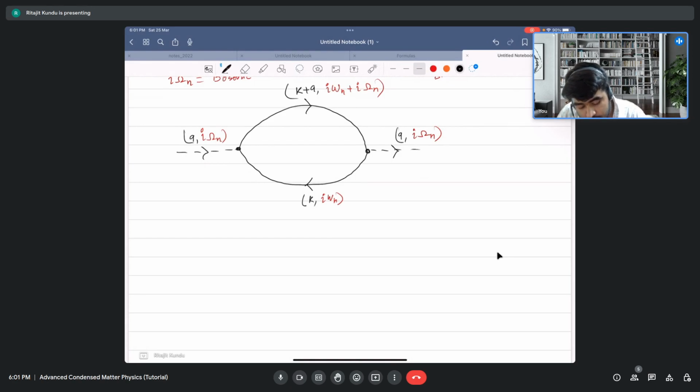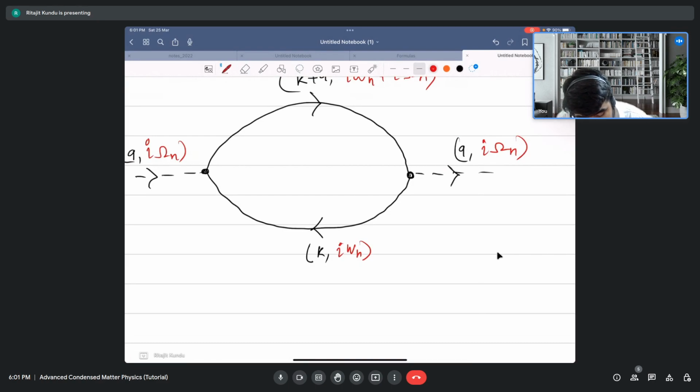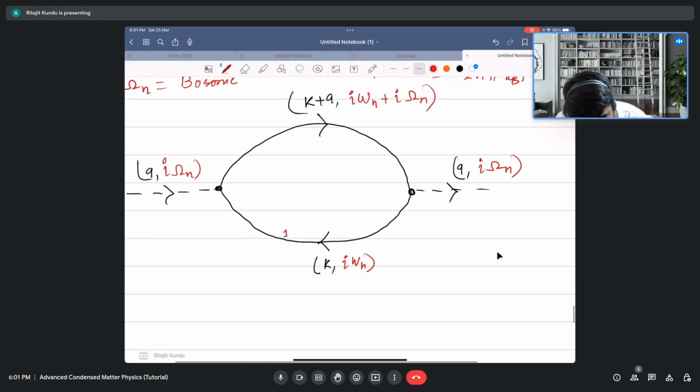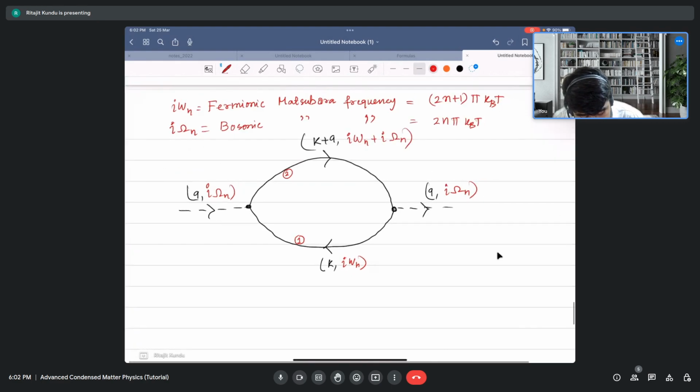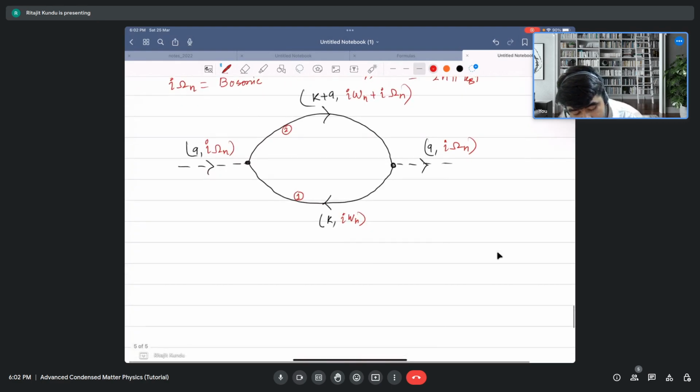Okay. So let me actually annotate different parts of this graph. Let's call this line 1 and let's call this line 2. Okay. And yeah, so that will be all. So now what we will do is, we'll just obey Feynman's rules and follow these lines, right? We'll follow this line and multiply in that order, in which the arrow moves.